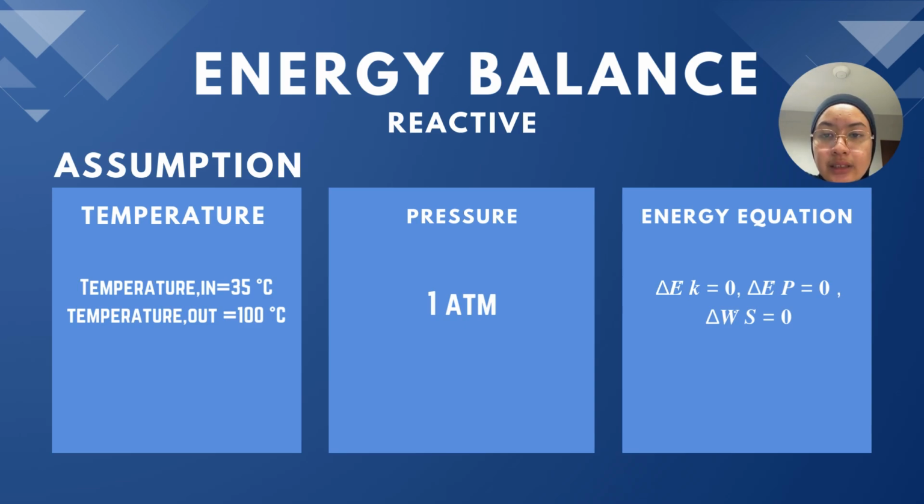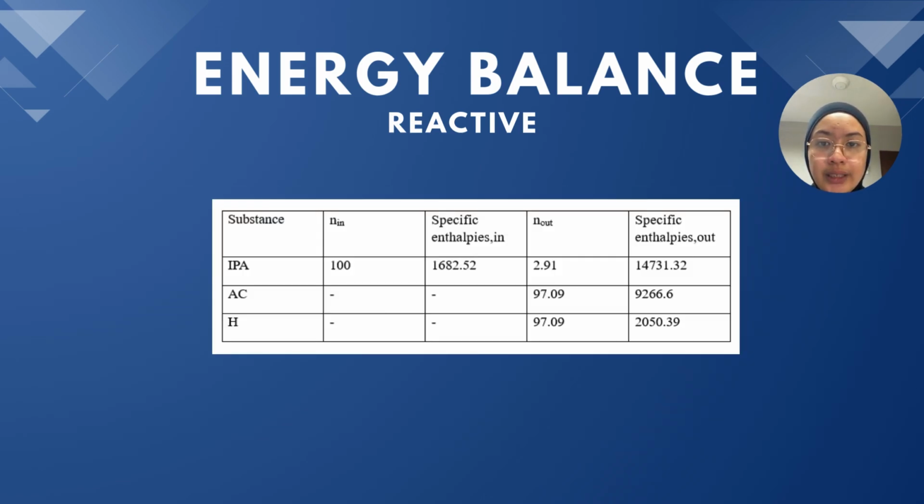The first assumption is for the temperature in and out, where I make the temperature in 35 degrees Celsius and temperature out 100 degrees Celsius. The next assumption is for the pressure, which in and out is equal, 1 atm. The last assumption is for the energy equation: the change in kinetic and potential energy and also the shaft work are equal to 0. This is the inlet and outlet table for specific enthalpies. For the specific enthalpies calculation, I will show it in the next slide.